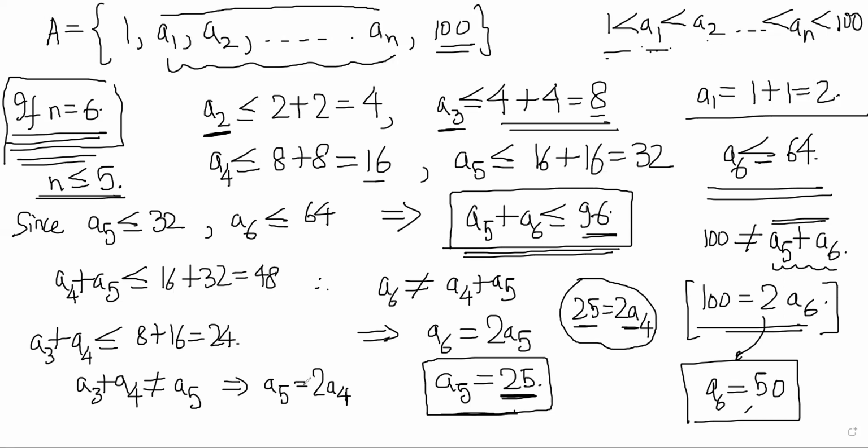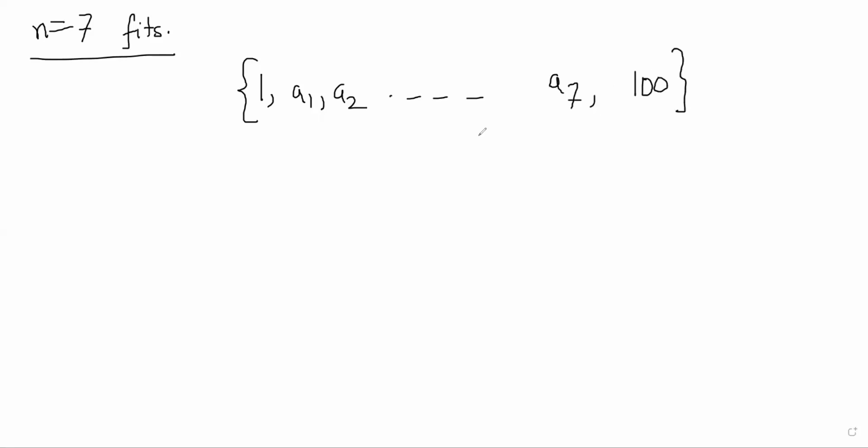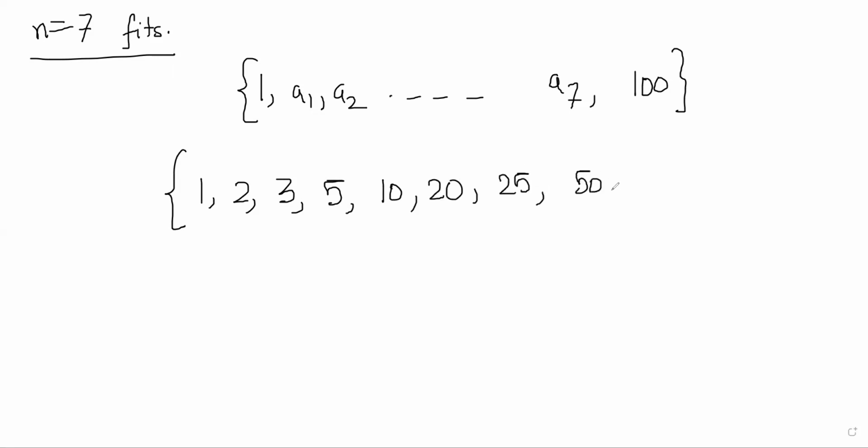And now what I will do for you, I will show you a case where n is equal to 7 fits the condition. So n is equal to 7 will fit the conditions of the problem, which will mean the set looks like this: 1, A1, A2, up to A7, and then 100. And I will show you an example of a sequence of numbers which will fit this. So it will be 1, 2, 3, 5, 10, 20, 25, 50, and 100.